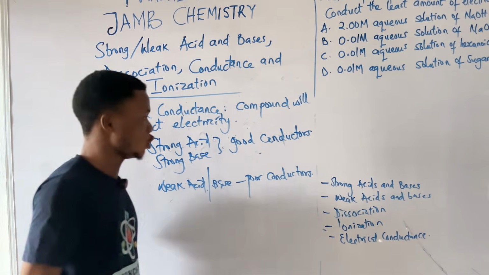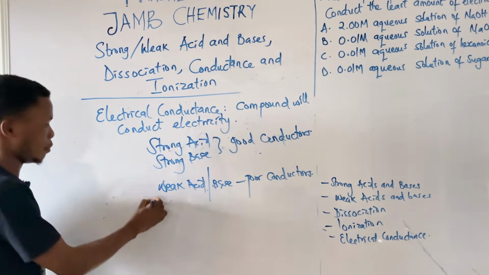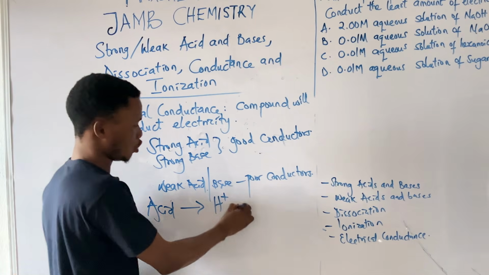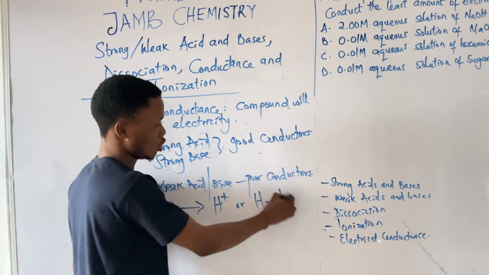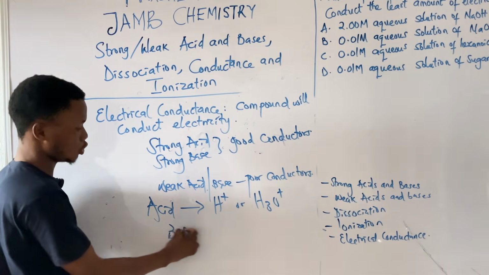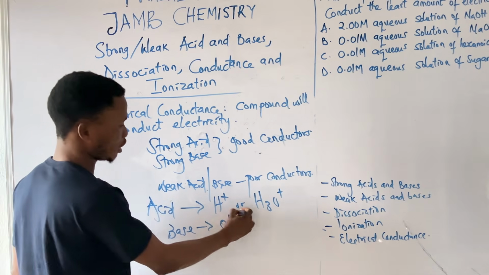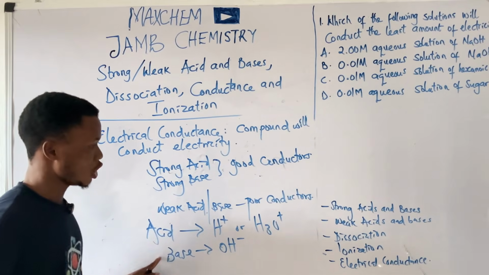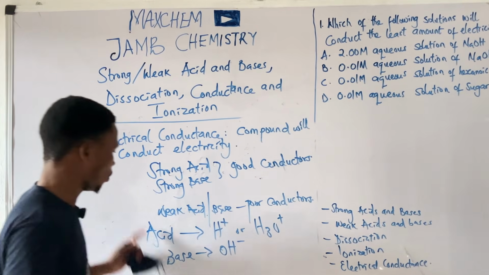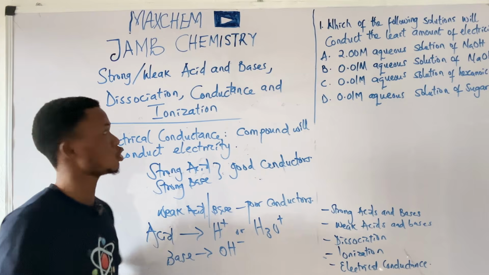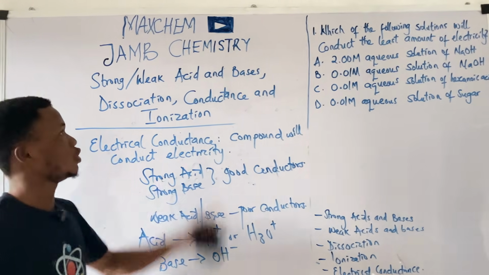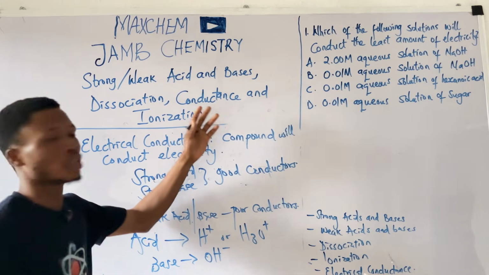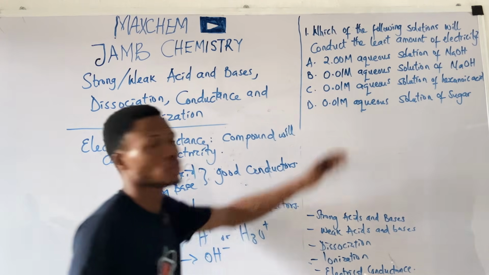So in this video, don't forget, generally acid will always produce hydrogen ion or hydroxonium ion, while base will always produce hydroxide ion. All right, but strong acid and strong base will ionize completely, while weak acid and weak base will not ionize completely. And if you refer back to the video, we went through ionization, conductance, and dissociation. So let's go to this question.